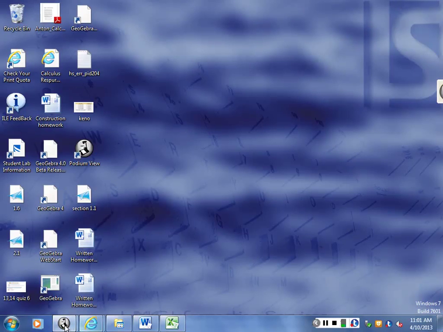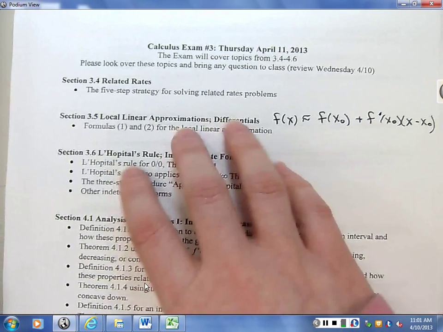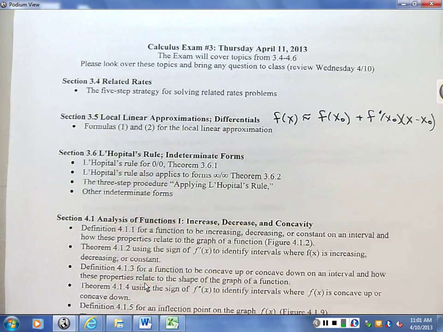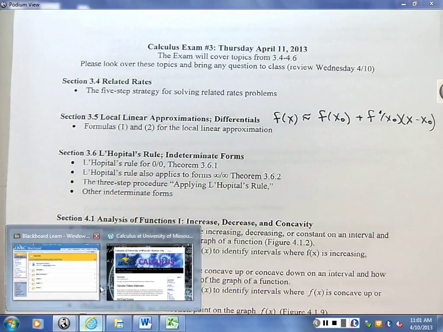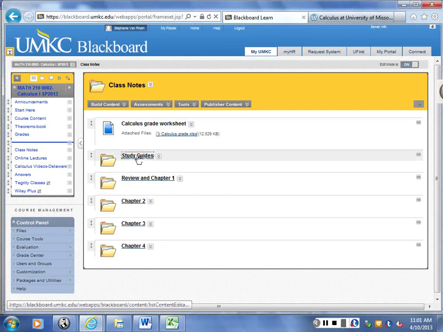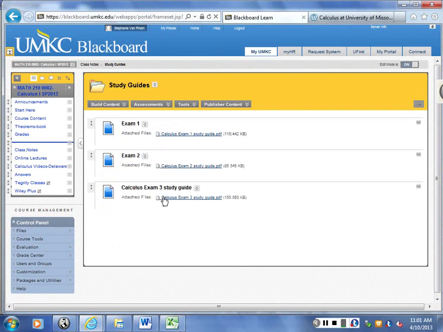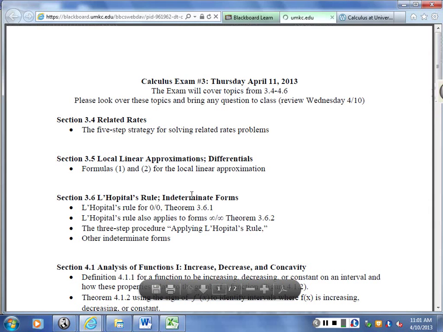One thing I want to point out, the email I sent you guys did not have 3.4 related rates on there. So I apologize for that. It's been uploaded to Blackboard with that added under study guide. So if you go to class notes, study guide, calculus, exam 3 study guide, right there. And it includes 3.4. So if you're studying and you looked at the study guide and kind of thought, oh, 3.4 is not going to be on the exam, it is going to be on the exam. So surprise. No, I apologize for that, but it's there.